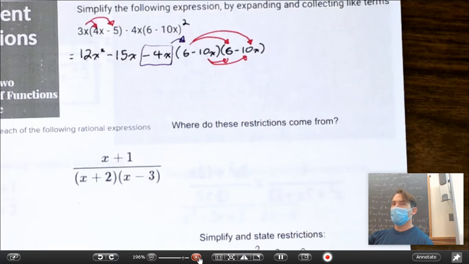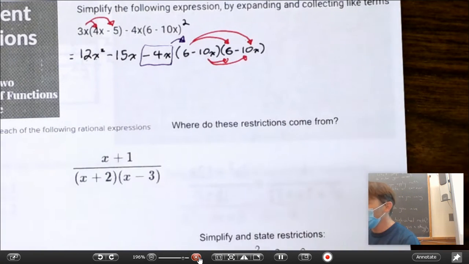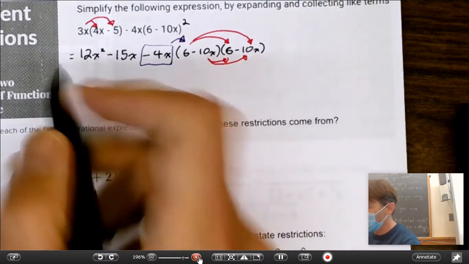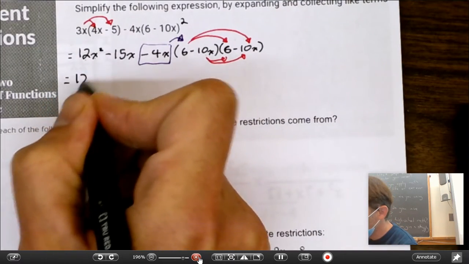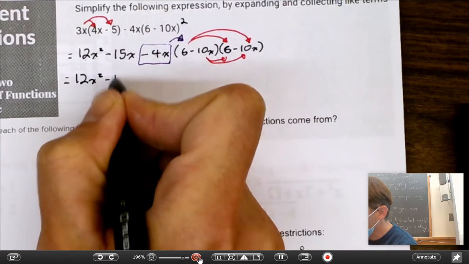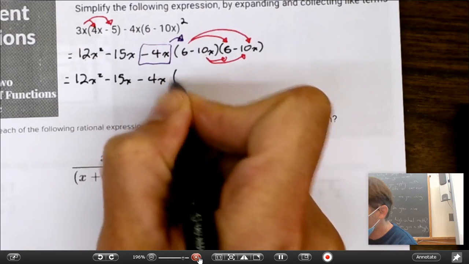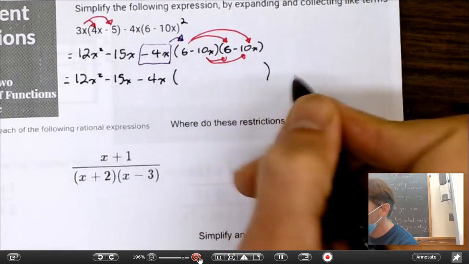But it's 30 whether I do 2 times 3 first, or I do 3 times 5 first, or even if I do 2 times 5 and then multiply the result by 3. I'm always going to get 30, doesn't matter what order I multiply it in. So here, multiply it in the order that's easiest for you. And I would certainly do the FOIL first. It makes it easier. So equals 12x squared minus 15x minus 4x multiplied by the result of this.